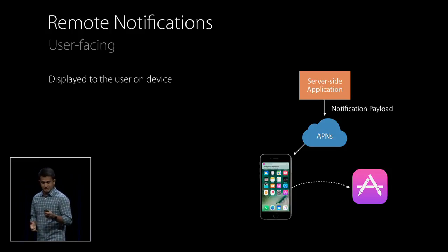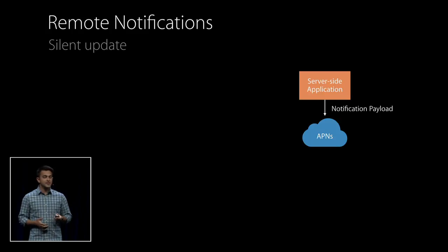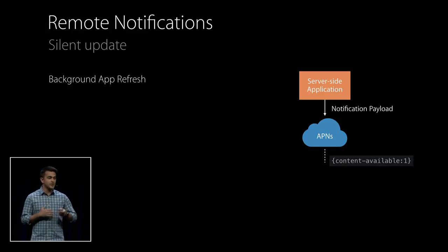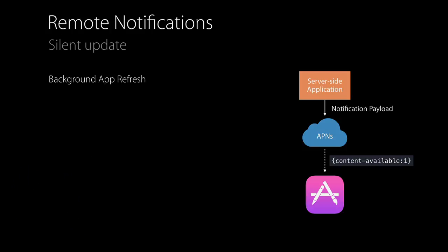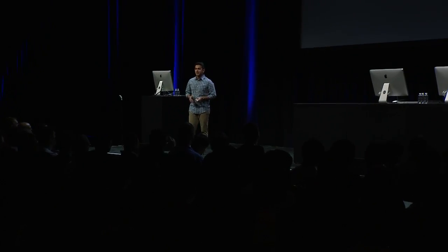Now, these silent update notifications work where your notification payload includes the content available flag. When this notification is received on the device, the system knows to wake your application up in the background to perform a background app refresh. So then your client-side application can go and talk to your remote server application and get the latest, greatest content available, so that the next time your application users come to your device, they see the latest information available for them, giving them a very good user experience.